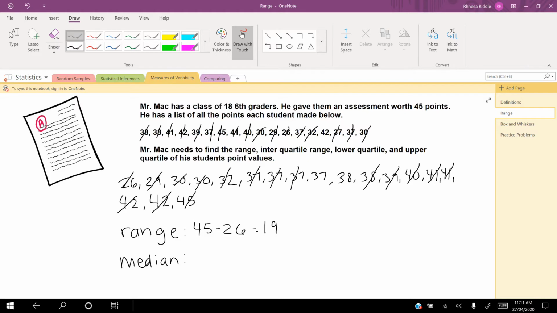And we can see here that if we cross them both out, we're not going to get a single number left in the middle. So we have to find what's in between 37 and 38, which is 37.5. So our median is 37.5. So the next step is to take everything on the first half of the median to find the lower quartile.